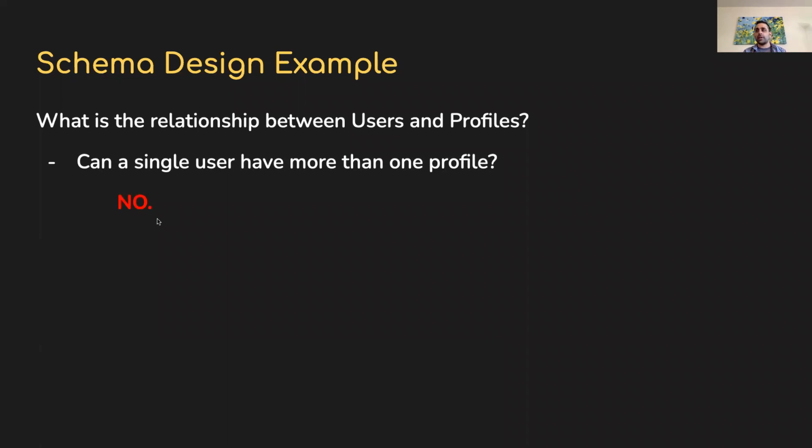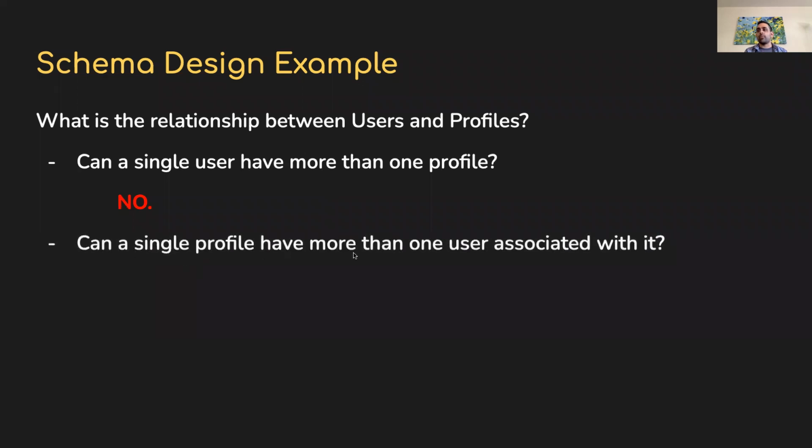Then we go in the reverse side. So then we ask the opposite question from profiles to users. Can a single profile have more than 1 user associated with it? Like, can a profile page be for both myself and my houseplants? The answer is no. That is not allowed in Facebook's model. Each profile has 1 user tied to it. So the answer to both these questions is no.